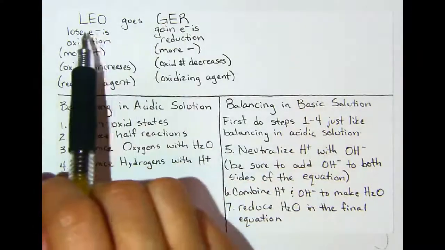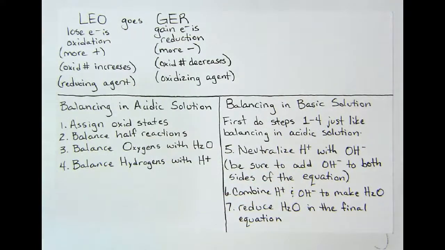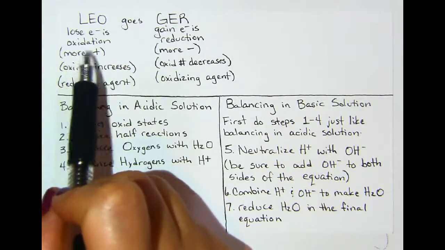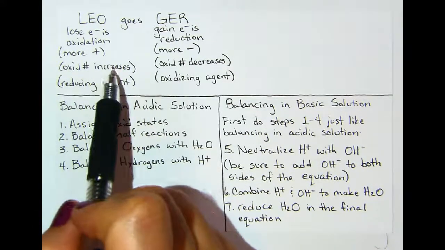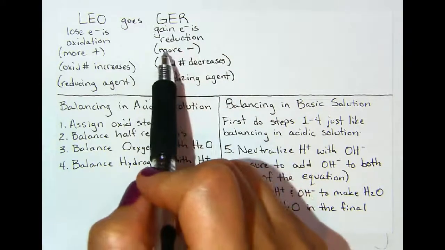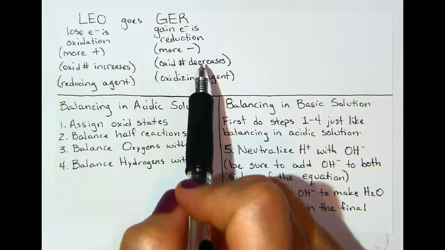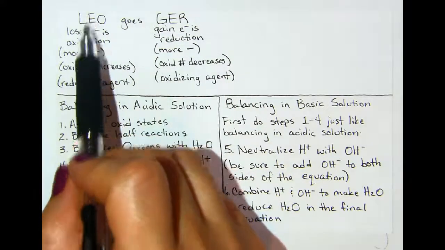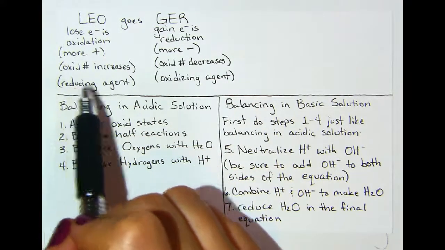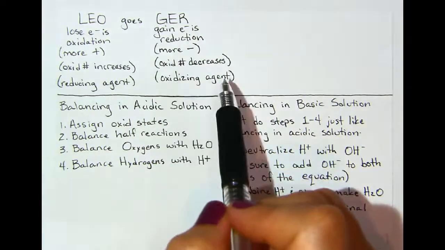LEO goes GER: lose electrons oxidation, gain electrons reduction. You can tell when a loss of electrons occurs if your oxidation state becomes more positive or the oxidation number increases. And if you gain electrons, then the oxidation state becomes more negative, or it decreases or reduces. And if you have the process of oxidation occur, then that makes the substance a reducing agent. And if it undergoes the process of reduction, it must be an oxidizing agent.